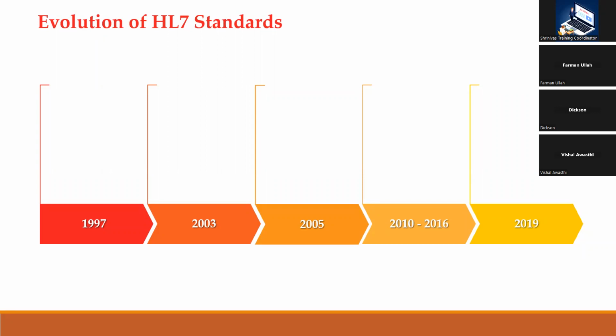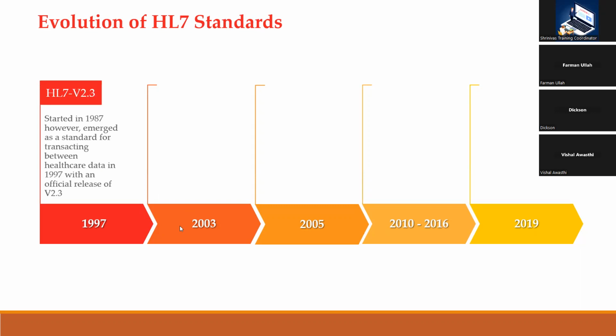So we'll take a look at the evolution of HL7 standards. Back in 1997, we had the initial standard released, which is called version 2.3. 2.3 was a massive hit because of its ease of implementation and the problems that it was solving at that point in time. And then in 2003, we had version 2.5 released. There were a few corrections and improvements for the existing version 2.3, and a few additions and removals to include certain things that were needed at that point of time in 2003.